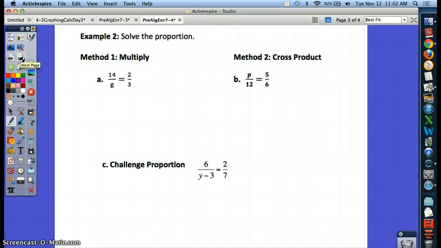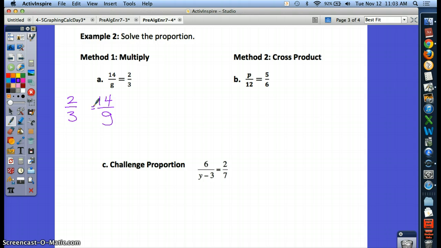Now, if you look at our two ratios, we have two ratios equal to each other, but we have something unknown. We have a variable there. So we can still use the same methods. Method 1 would be to multiply. If you think about it, look in these fractions. These are equivalent ratios. So 2/3 is what I have, and it becomes 14 over G.